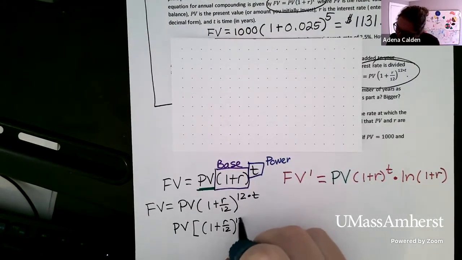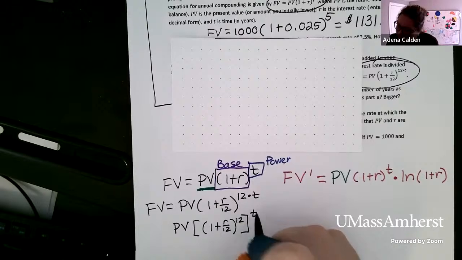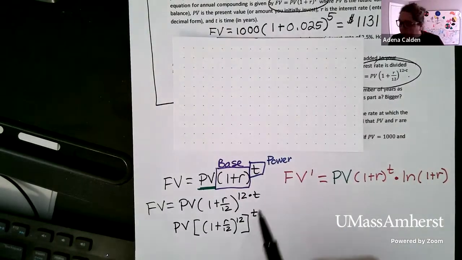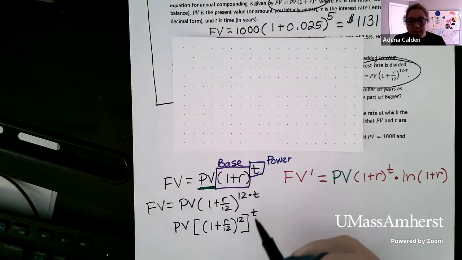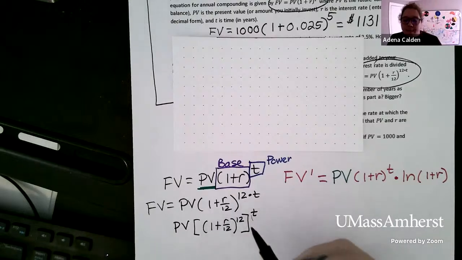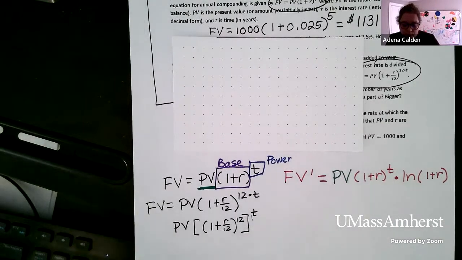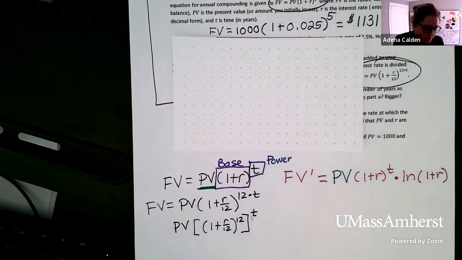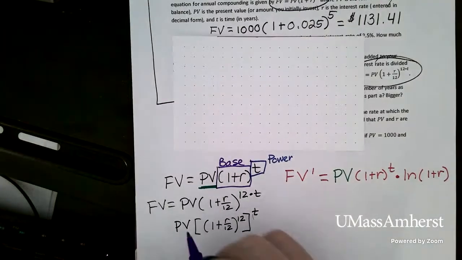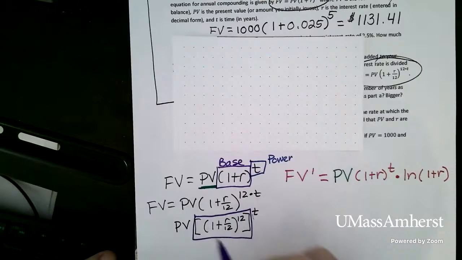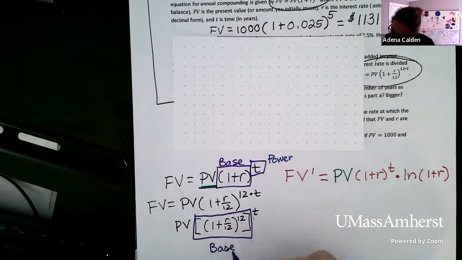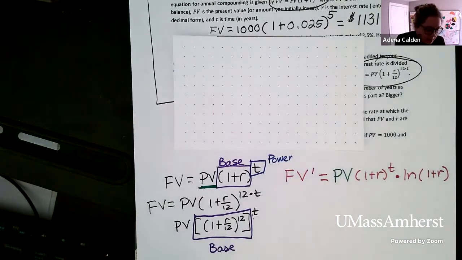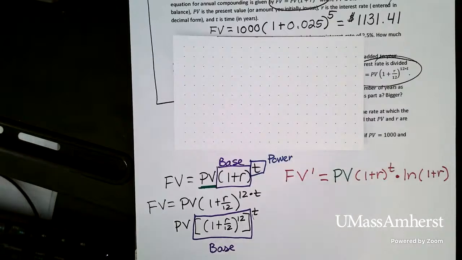So I can do that by separating them as a power to a power. And I want to pull the constant down and leave the t up here so it's an exponential form. And so what that does is it changes what the base is. Okay, so the base is here, the power is now t.